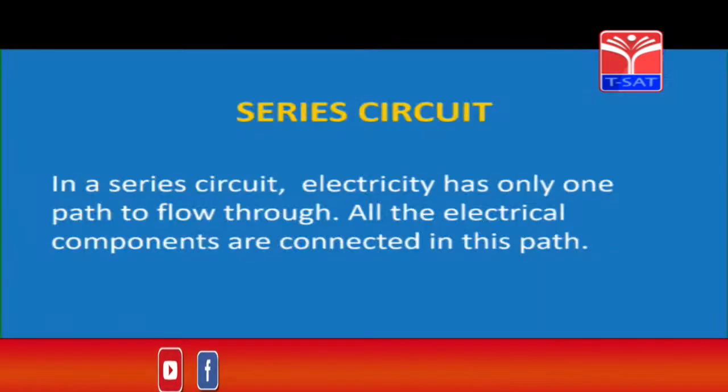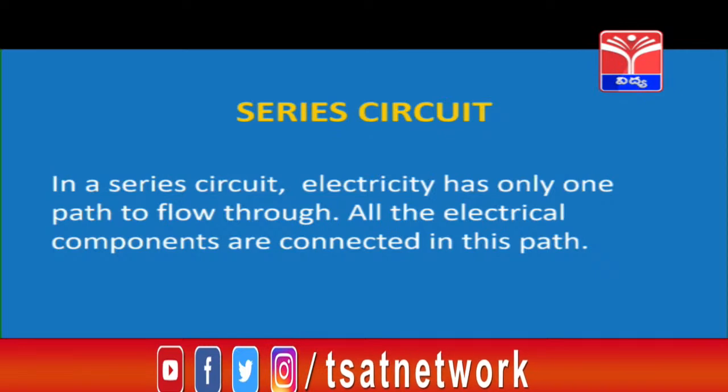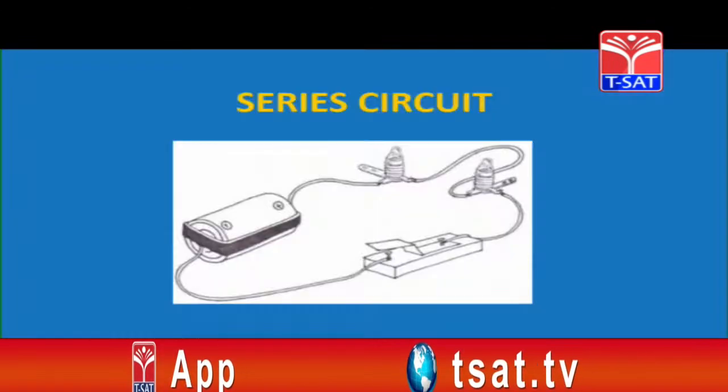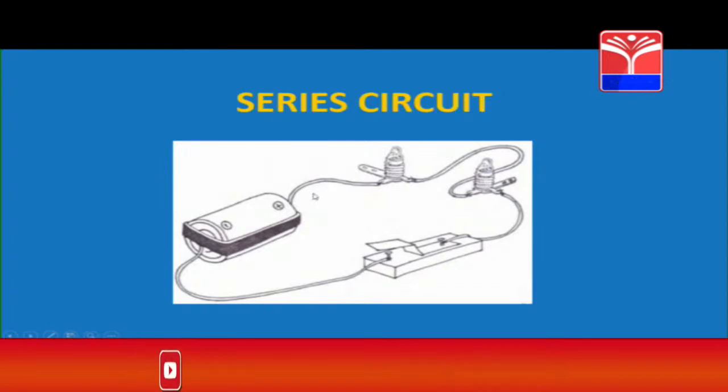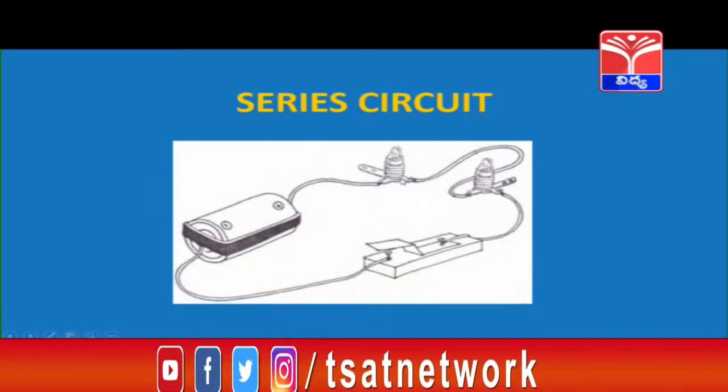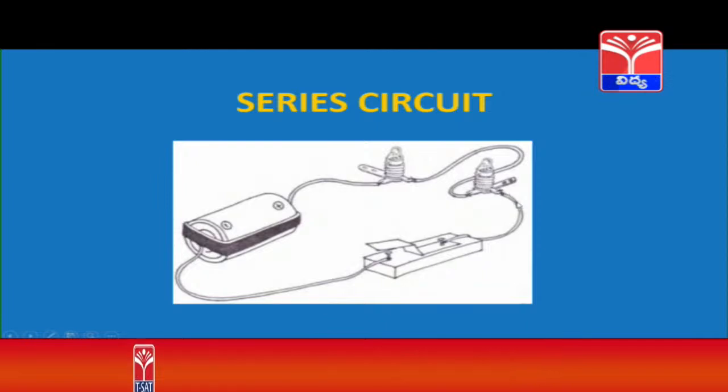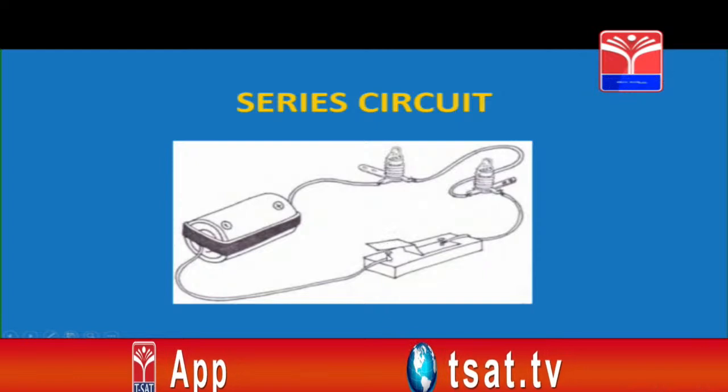In a series circuit, electricity has only one path to flow. All the electrical components are connected in this path. Now let us see. Here there are two bulbs. The positive terminal of the battery is connected by a wire to one end of a bulb. The other end of the bulb is connected to the other bulb. The other end of that bulb is connected to the key. The other end of the key is connected to the negative terminal of the battery.